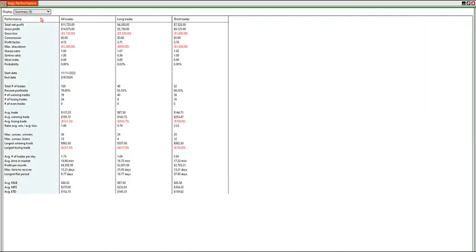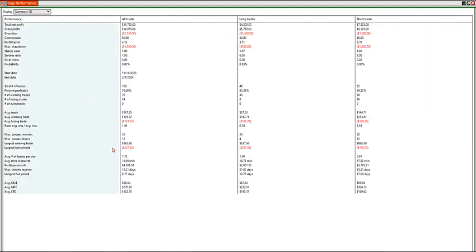The one thing I want to show you is, let's go to summary. Now this is 4 contracts. I want to show you the reward to risk. The reward to risk, you want to be on a positive reward to risk. Largest winning trade versus largest losing trade. You want to have a good profit factor. I don't care about the percentage.